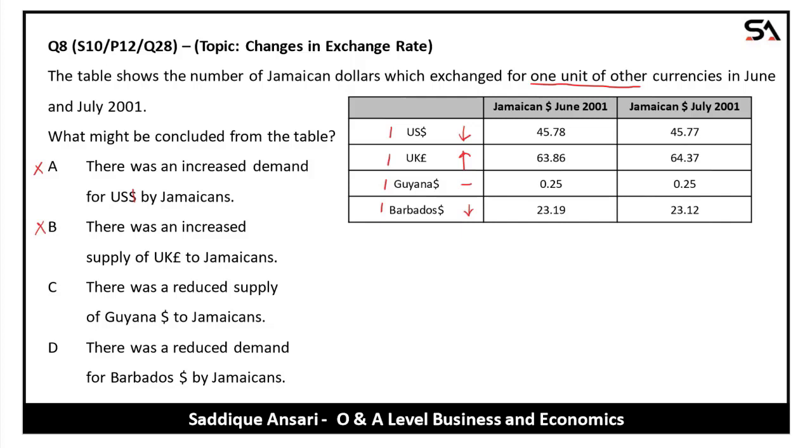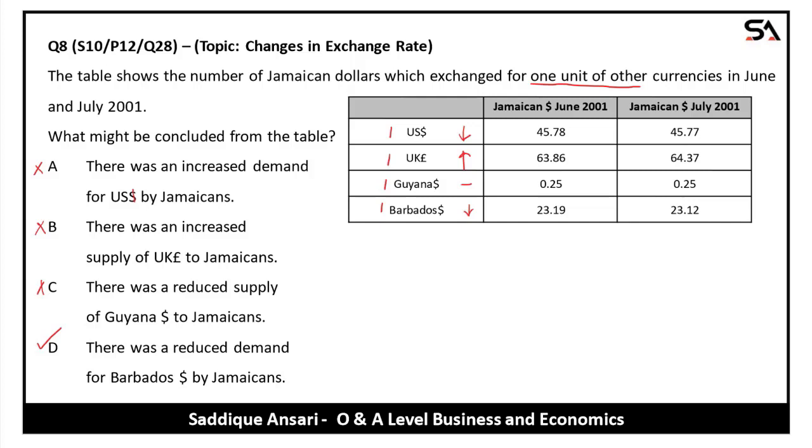C. There was a reduced supply of Guyana's dollar to Jamaicans. If supply reduces, it means Guyana's dollar will appreciate, but it is unchanged. So this is not the answer. Hence D is the answer. Let's discuss option D. There was a reduced demand for Barbados dollar by Jamaicans. So demand is decreased, hence Barbados dollar will depreciate. So D is the answer.